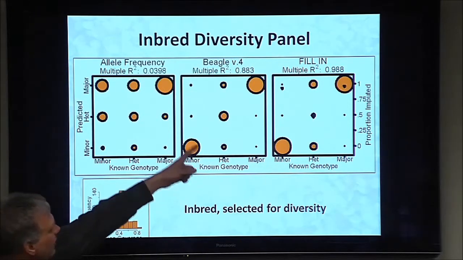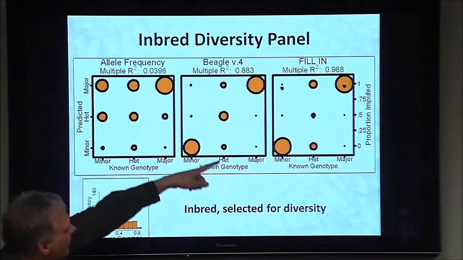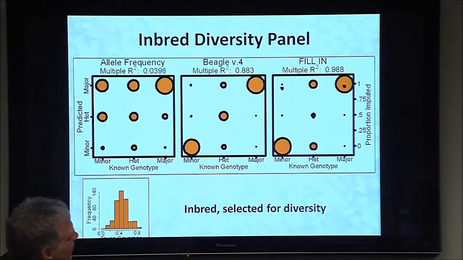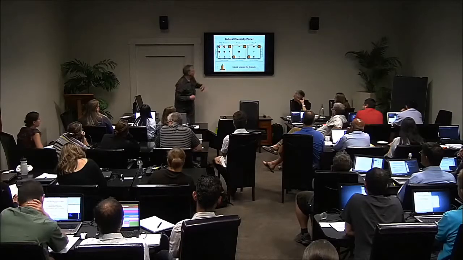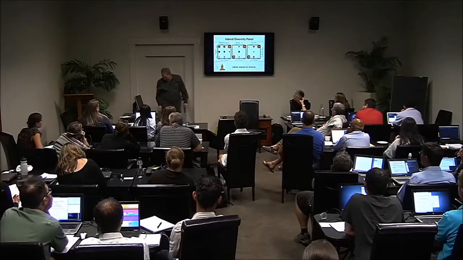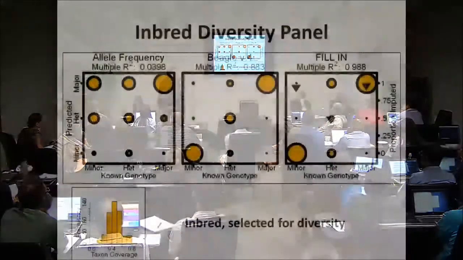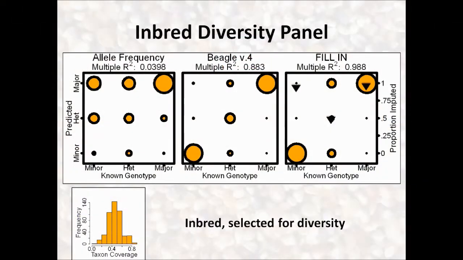Maybe it overcalls them. Whereas FILLIN does a great job on the homozygotes, but not such a good job on the heterozygotes. But the R-squared for FILLIN is really good. So this is an inbred panel that's diverse. And also FILLIN leaves some data missing when it's not sure, it doesn't call the heterozygotes, which might be a good thing in some cases.